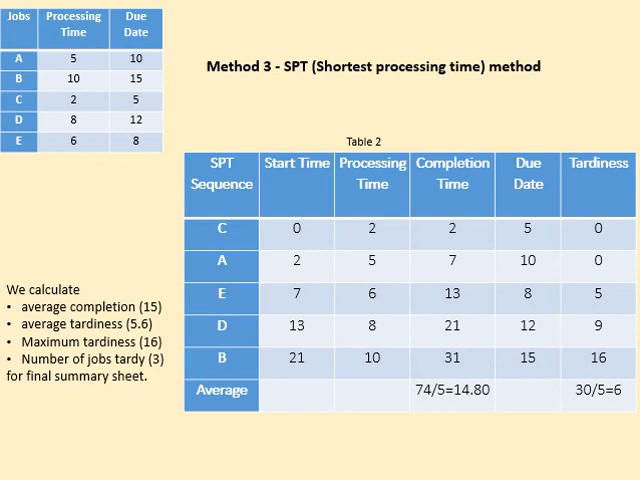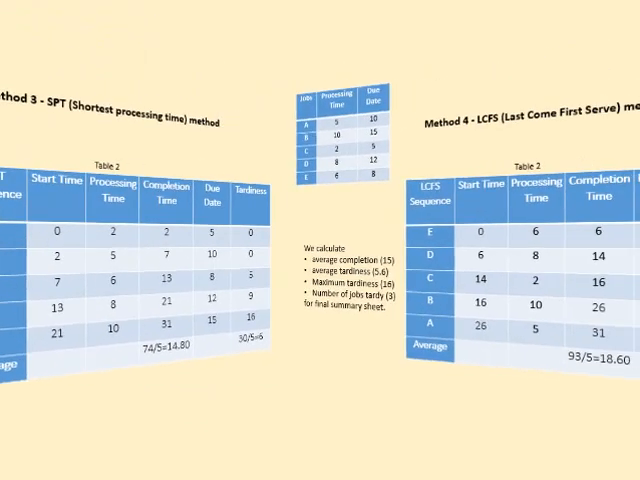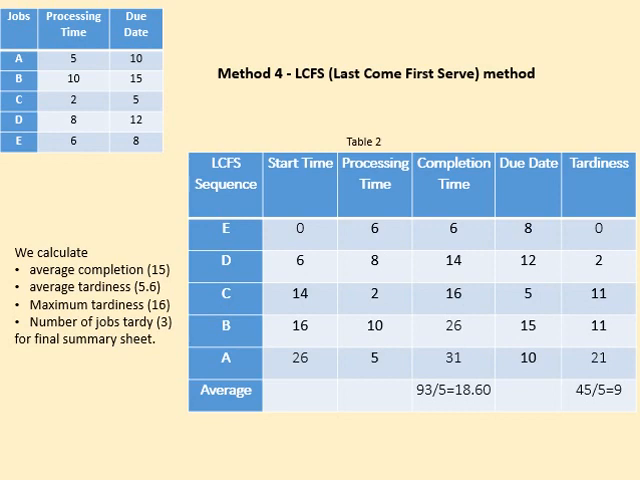Since job E came last, we assign job E first for processing. Now, we need to again create the table 2. Job E starts at 0th day, takes 6 days as processing time and finishes on the 6th day. The due date is 8th day, thus tardiness is 0.